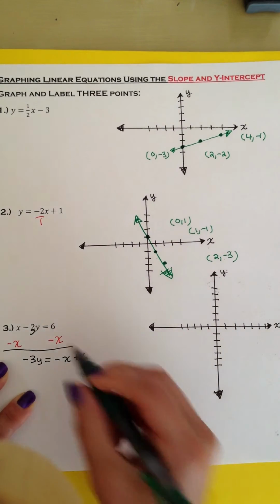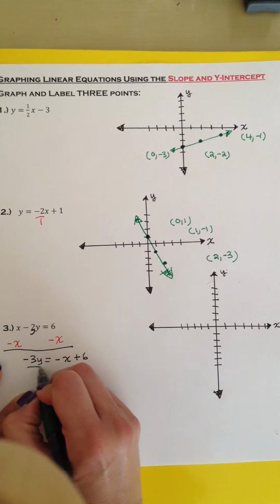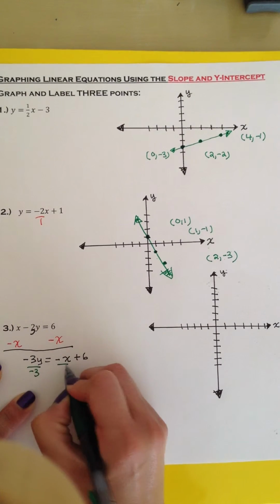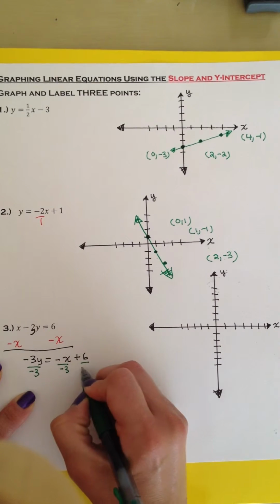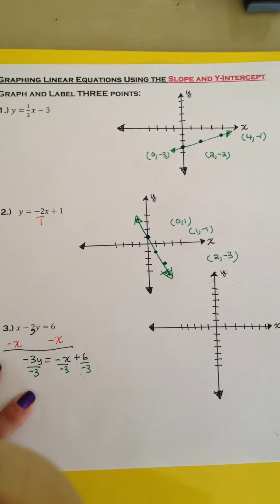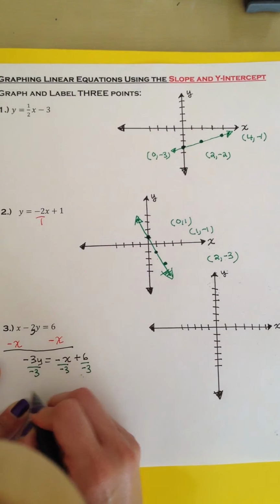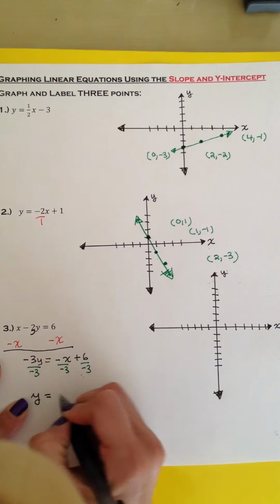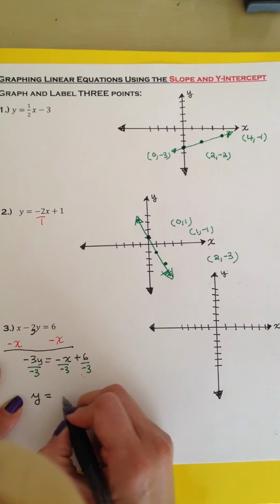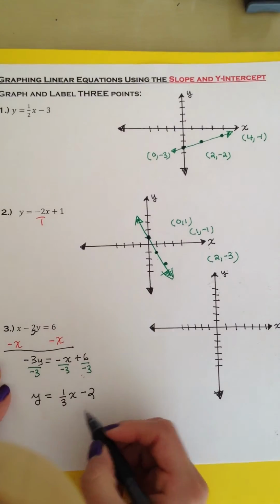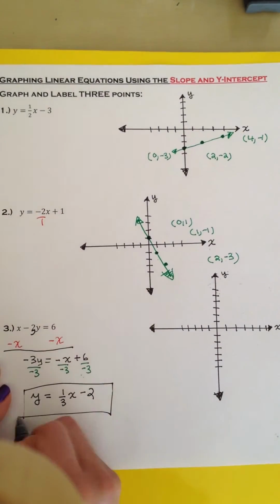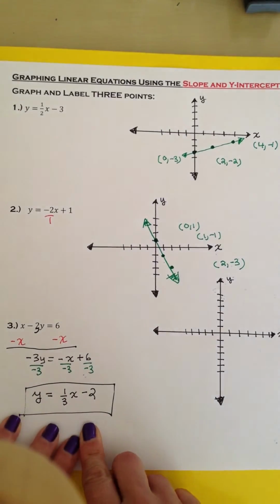Next, make sure you divide by -3. Make sure you do this to all or both sides of the equation. And of course, we also need to reduce. We're left with y equals positive 1/3 x minus 2. And so here's your equation. This is what we want to use to graph.